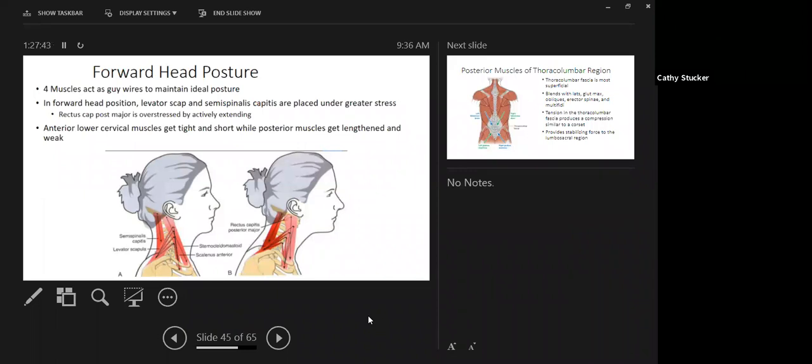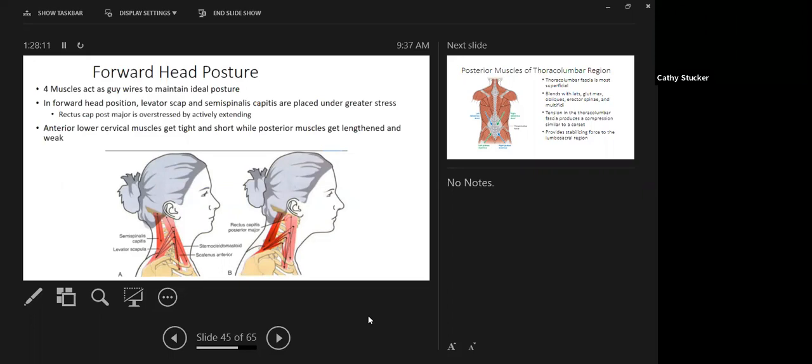And again, that forward head posture, there are primarily 4 muscle groups that help to maintain that ideal posture. So in that forward head position, you've got levator scap and semispinalis capitis that are really under stress, really, really working hard to fight gravity to keep your head up. And then the anterior lower muscles, they get tight and short.